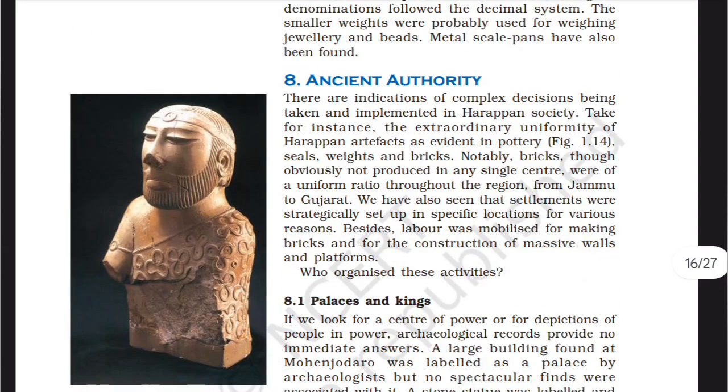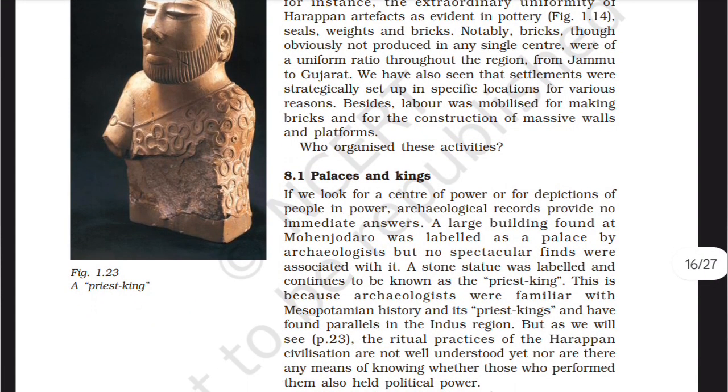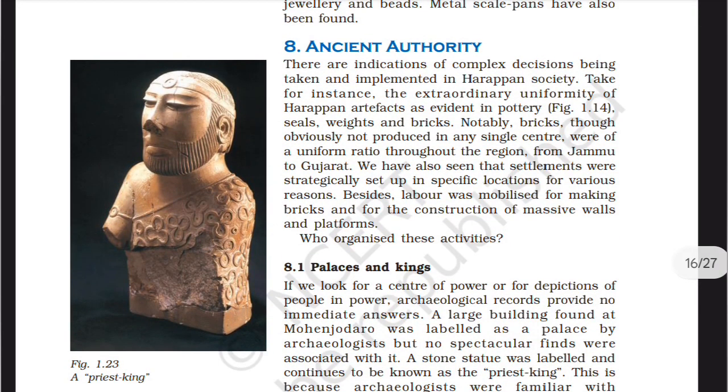Now moving to our next part, which is ancient authority. About the places and kings, large buildings were found that probably could be a palace. Then stone statues were found in a standardized sitting posture. That is termed the priest king. The picture is there, this is the picture of the priest king. It's basically a stone statue.